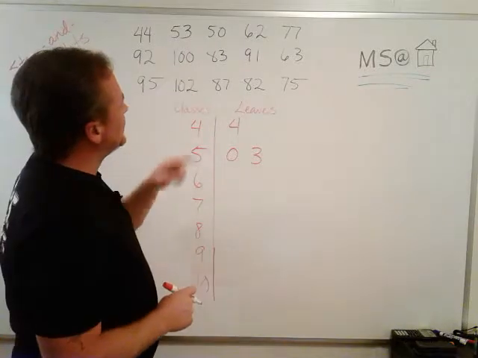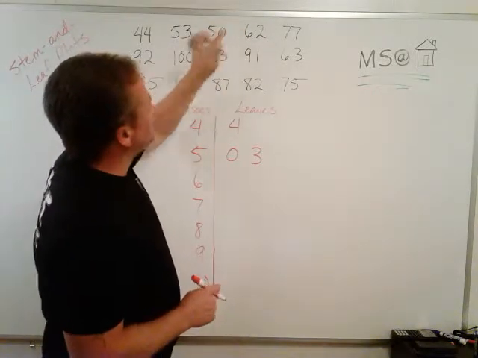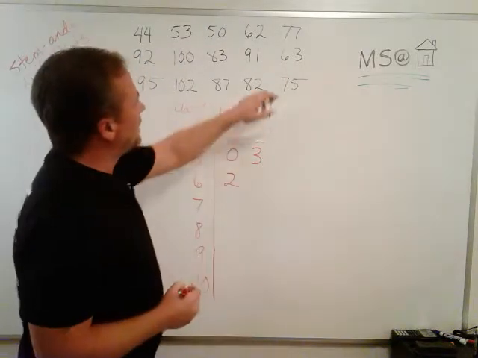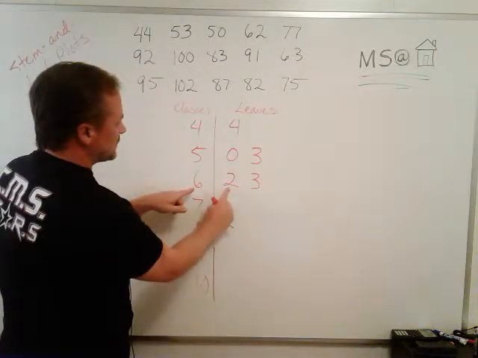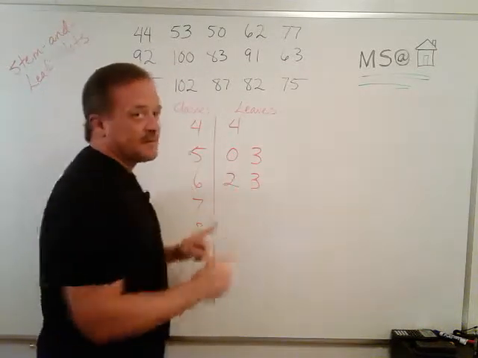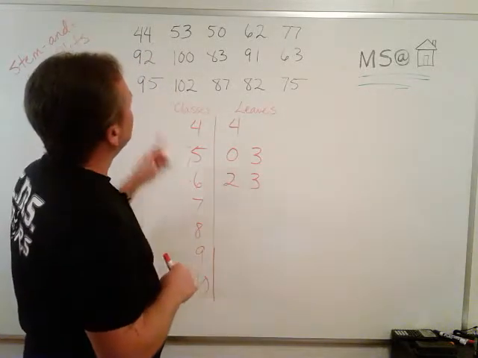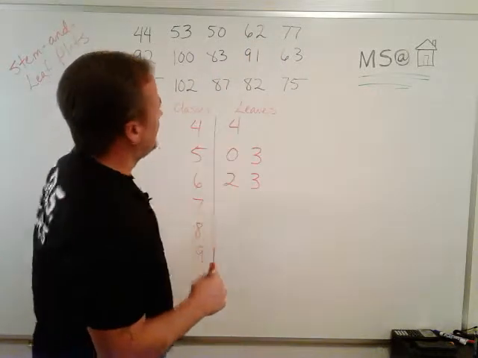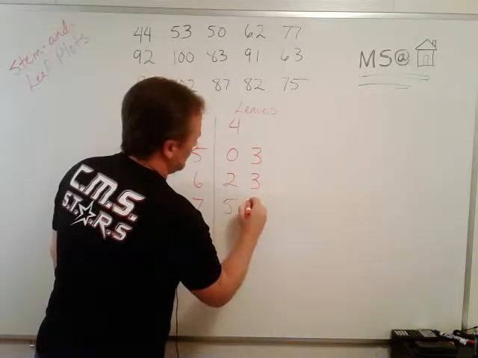Okay, let's jump to the 60s. Looks like the lowest score in the 60s I have is 62, so I'll put 2 for that leaf right there. And then the next biggest one is 3. Same thing, I have 2 scores, 62 and 63. Okay? How about 70s? Looks like I only have 2 of those also. I have a 75 and a 77.